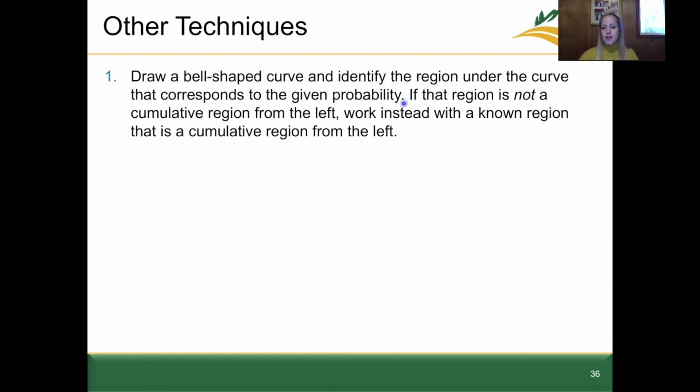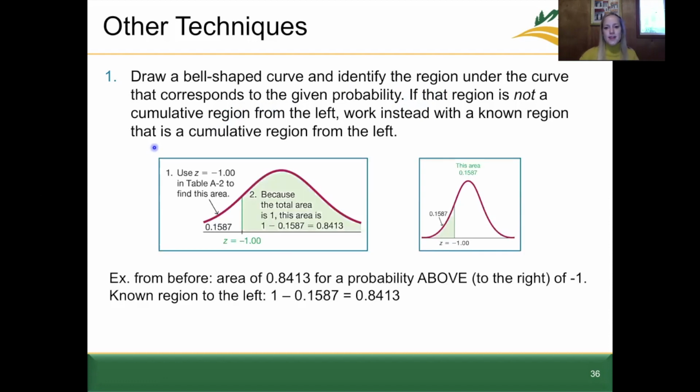It changes the problem a little bit if that region is not a cumulative region from the left. We know that instead, we can work with a known region that is cumulative from the left, and then take the complement of that value. For example, with bone densities, if we wanted to know the probability that a patient has a bone density value greater than negative 1.00, we'd first find this area here, this probability that's cumulative to the left, using a given z-score, then take 1 minus this area to get our true probability of 0.8413.